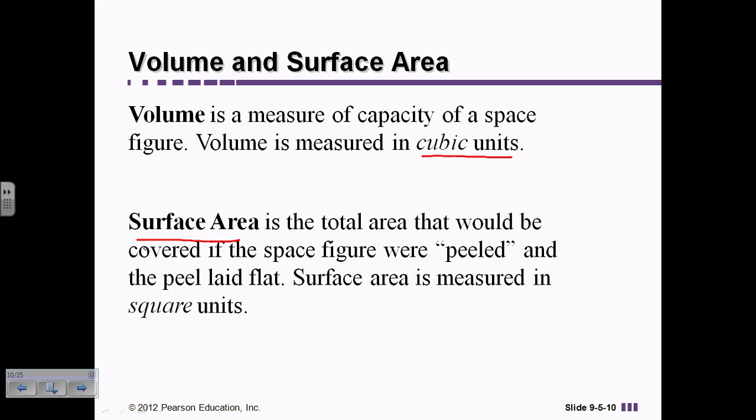A good example that I like to look at here is a Pringles can. The cardboard of the Pringles can, including the top and the bottom, would be the surface area. So how much cardboard does the can require? Again, you could think about a tissue box. How much cardboard is needed to make the tissue box? That would be the surface area. Whereas the volume would represent how many tissues you can put into the box.